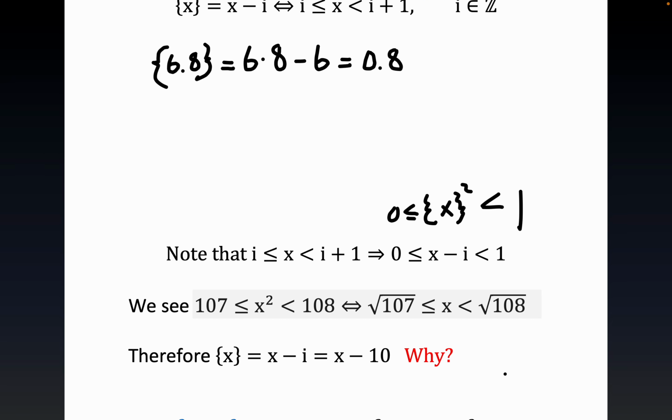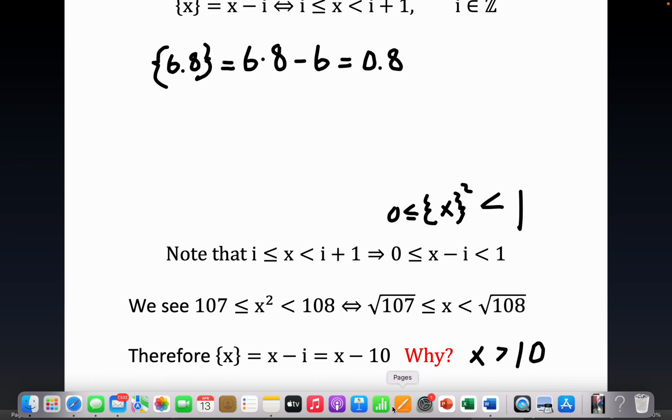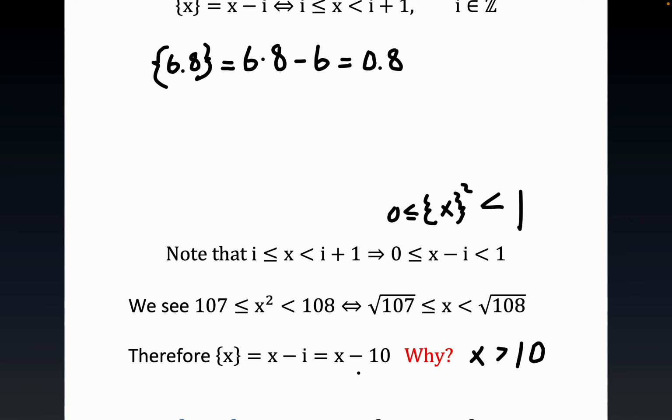Now notice that x is strictly greater than 10, since x is greater than or equal to the square root of 107, and the square root of 107 is certainly greater than 10. So that's where this 10 comes from right here, from this statement that we have. All right, so now we have a concrete, simple linear expression for the fractional part of x.